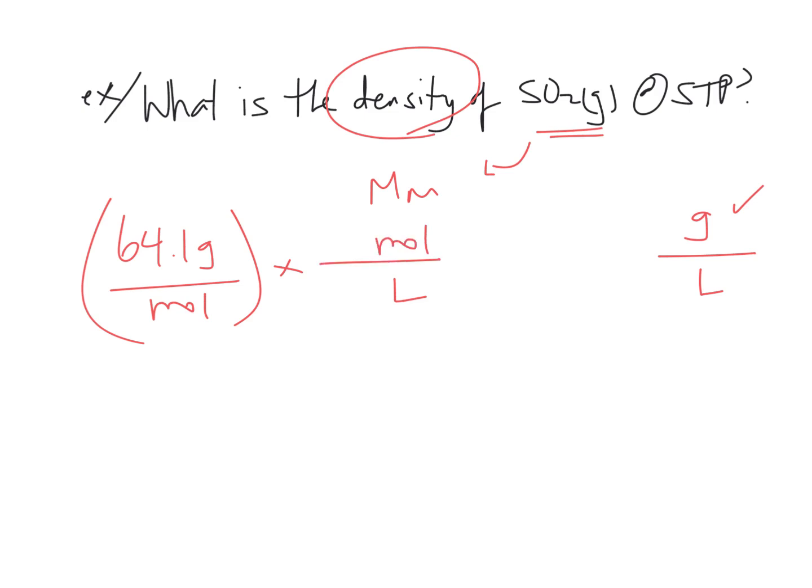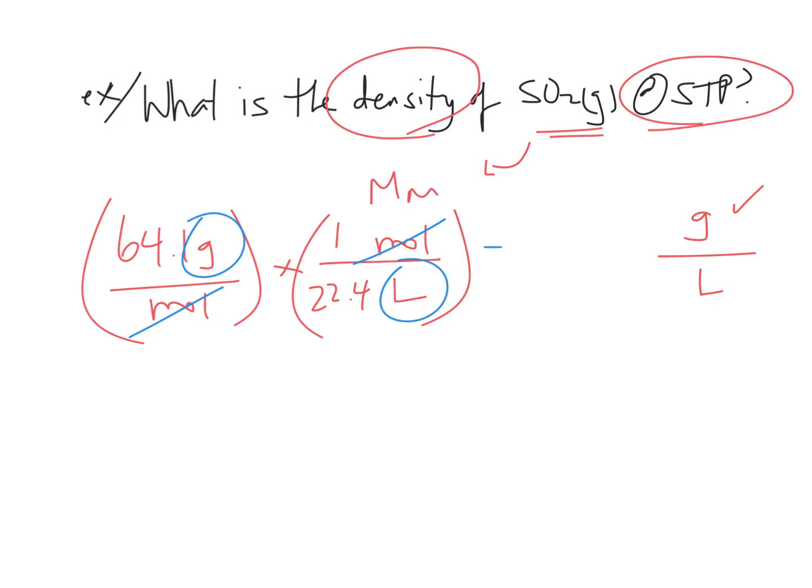So obviously, since it tells you it's at STP, in 1 mole we have 22.4 liters. We're going to use Avogadro's law there. If you look at the units now and do your unit analysis, moles cancel out. We end up with grams per liter. And if we do the calculation, 64.1 divided by 22.4, we get 2.86 grams per liter as the density of SO2 at that given temperature and pressure.